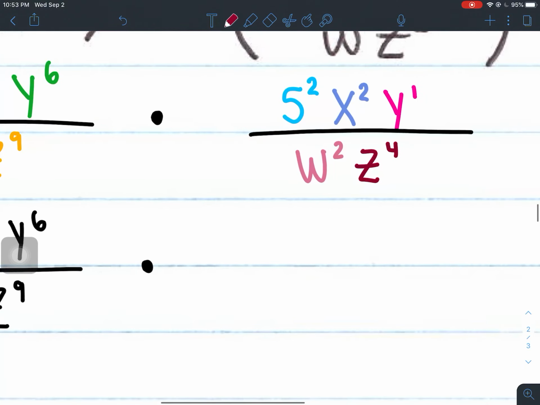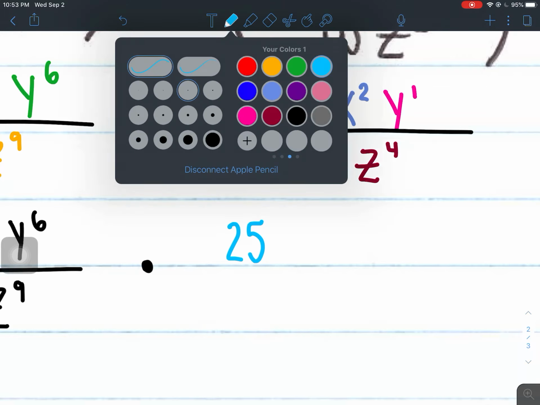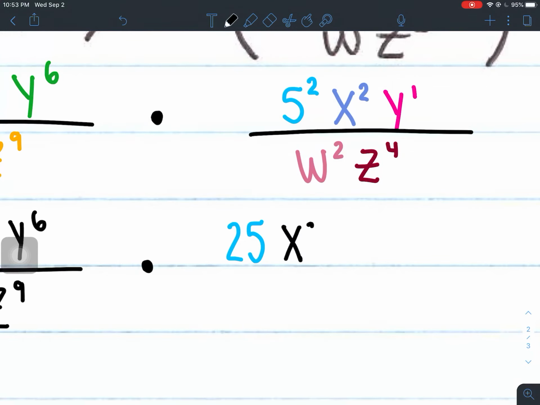Now, is there anything I can simplify here? Okay, well, I can't do anything with those variables, but I can do something with that 5 to the second, right? What is 5 to the second? 5 to the second is 25, right? 25. And there's nothing else I did to the other, so I'm going to leave those as is. I'm going to go ahead and write the 1 there, just to help us out later on. Okay, we never know if we need it. So w squared, z to the 4th.